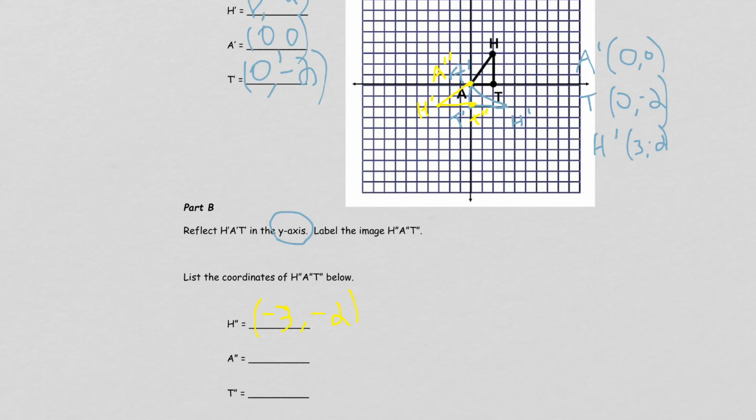Negative 3, does that look like a 3? Negative 2, and A double prime is still going to be right at the origin, and T double prime is going to be at 0, comma, negative 2. And I think that's it.